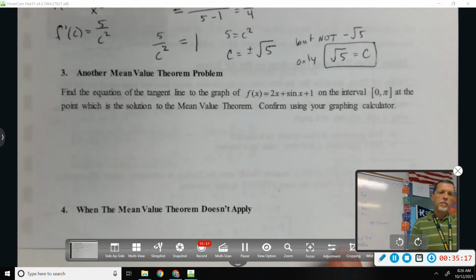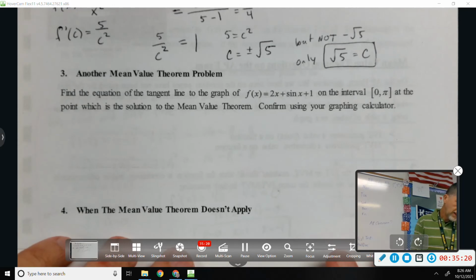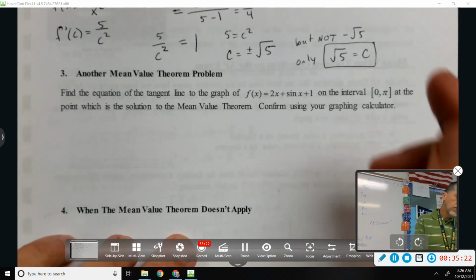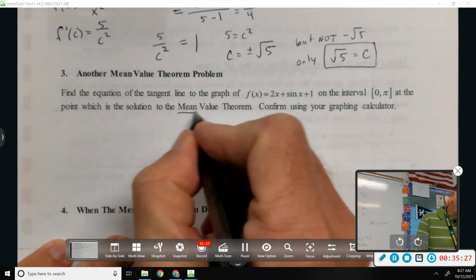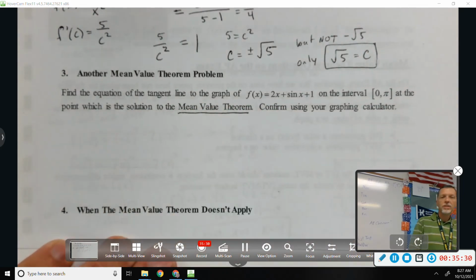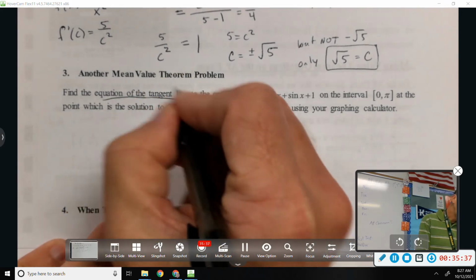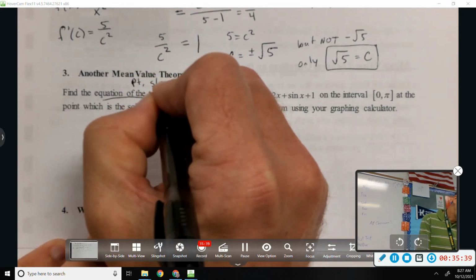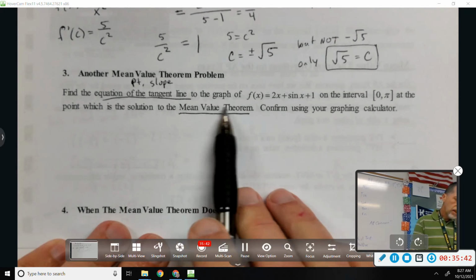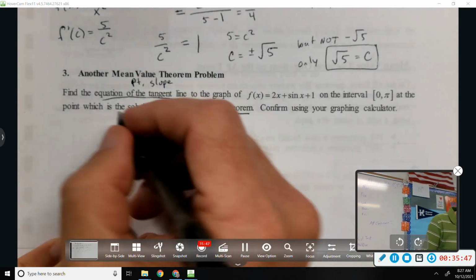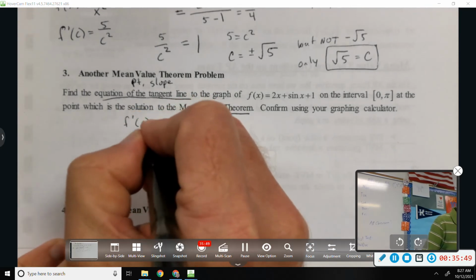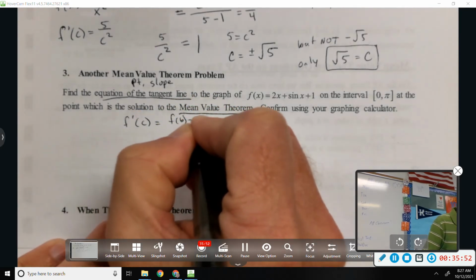Number 3. Find the equation of the line tangent to the graph on the interval 0 to pi at the point which is the solution to the mean value theorem. That's a lot of words. Find the equation of the tangent line. So I need point and slope, at the solution to the mean value theorem. Okay, well, mean value theorem is calculus slope equals algebra slope.